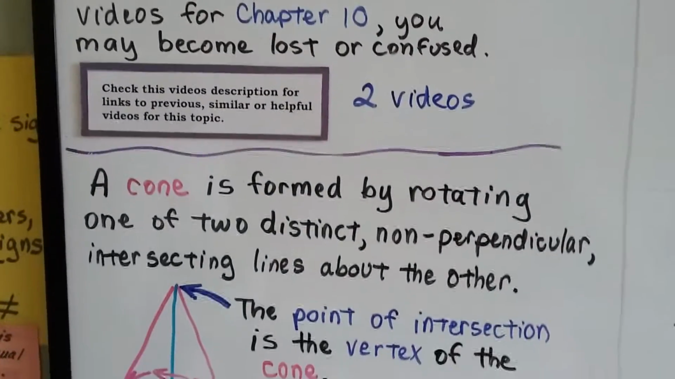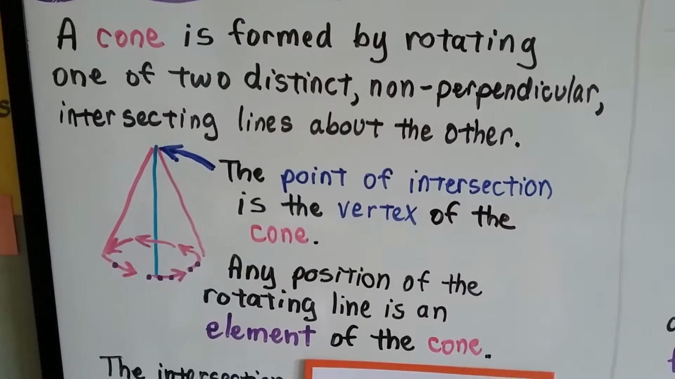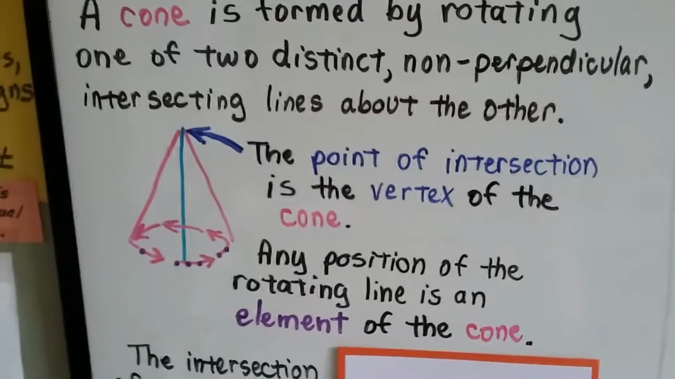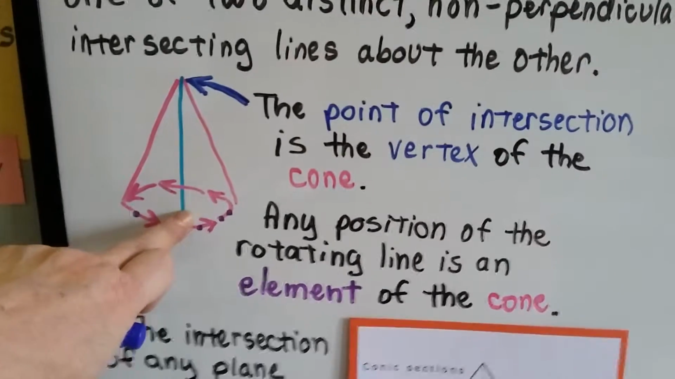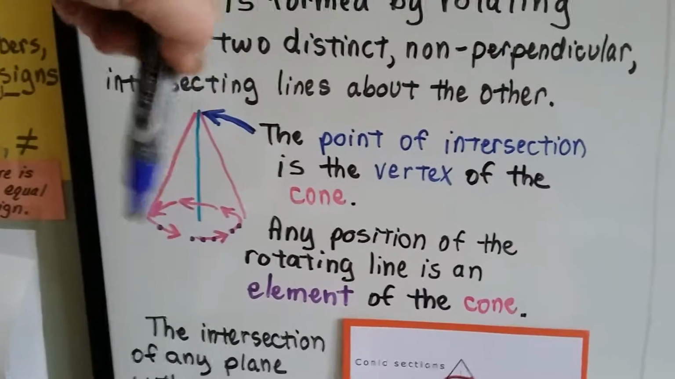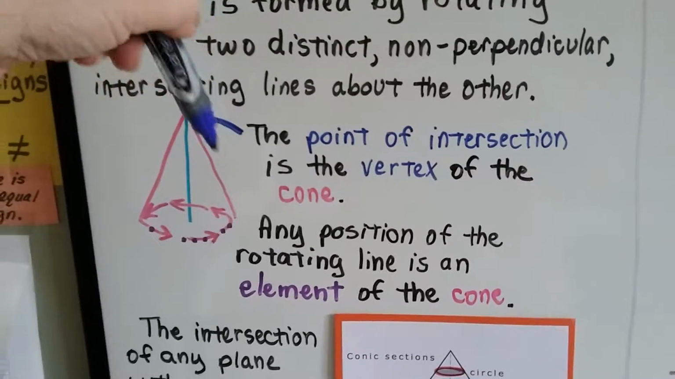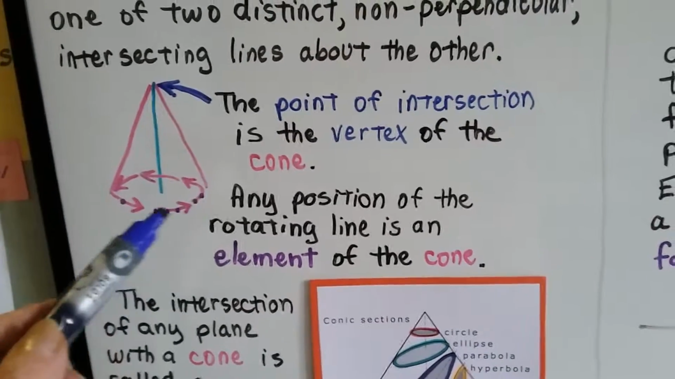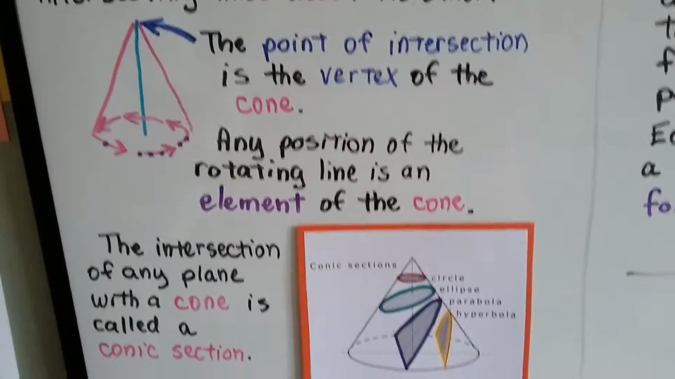A cone is formed by rotating one of two distinct non-perpendicular intersecting lines about the other. So we have this blue line coming down the center, don't we? And actually, we can go like this, can't we? So it's in the very center. And if we rotate around that line, we make a cone, see? And any position of the rotating line is an element of the cone. So these spots right here, these are elements of the cone, right?